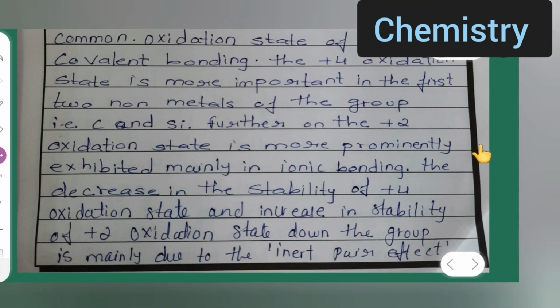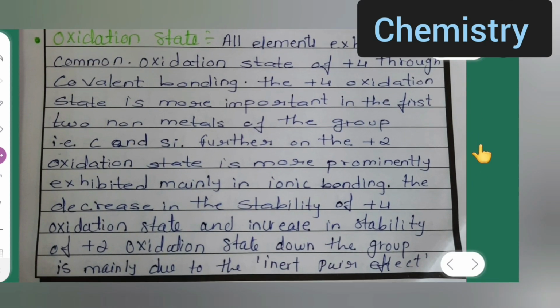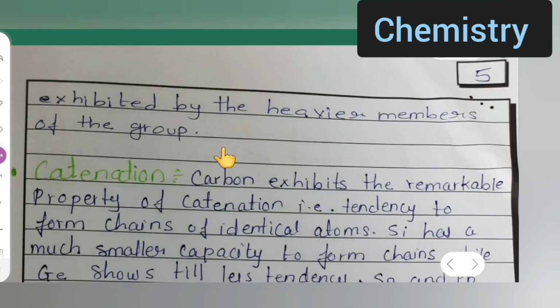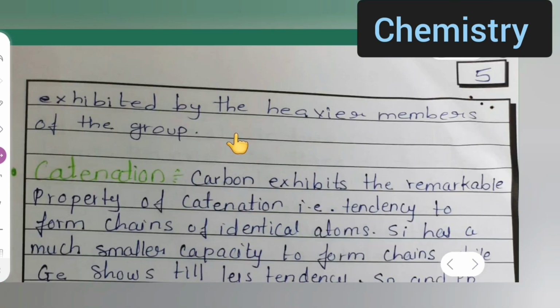Okay, you all can take down these notes. I hope you all can see this clearly. Moving towards the next part, that is the continuation of that, exhibited by the heavier members of the group. Okay, inert pair effect, exhibited by the heavier members of the group.